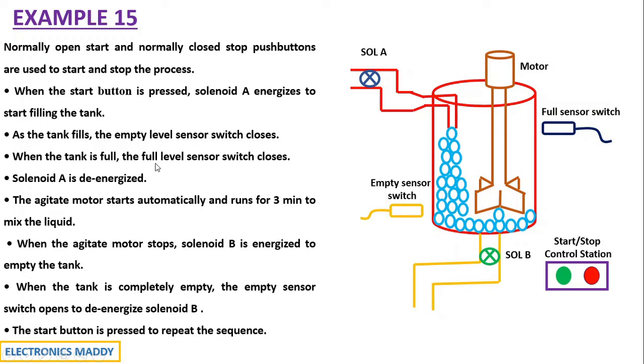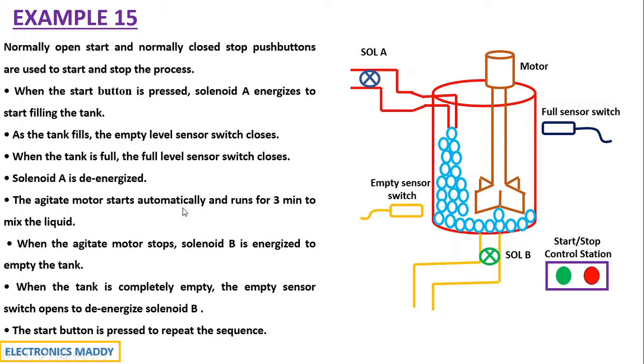When the tank is full, the full level sensor switch closes. Once it is full, it indicates that the tank is full and a certain process needs to be carried out later. So that is what we're going to continue reading. When the tank is full, the full level sensor switch closes and solenoid A is de-energized. So once the tank is full, this will get activated and solenoid A will be deactivated so that it does not allow further liquid to flow into this tank.